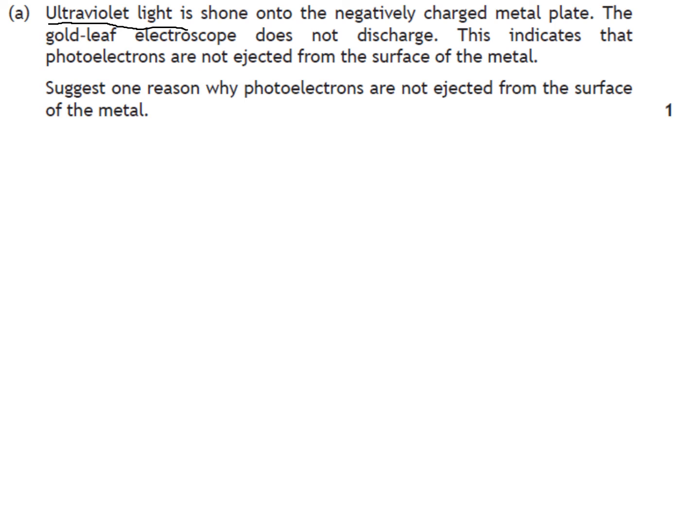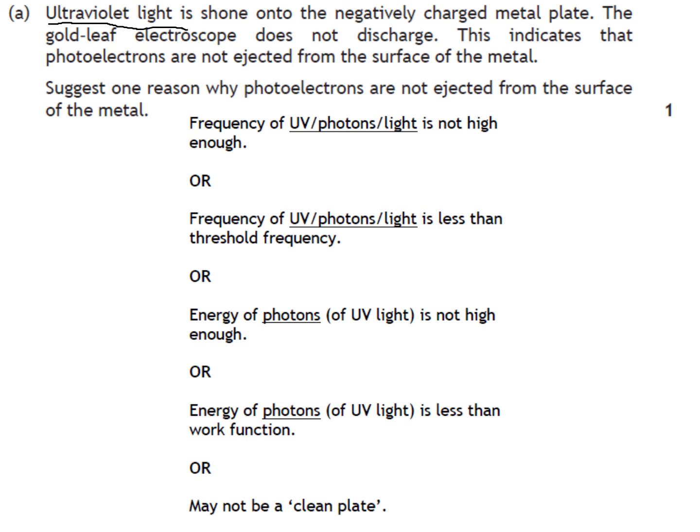Okay, and the answer is the following. First of all, it could be the frequency of the UV light is not high enough. Or in more technical terms, it's less than the threshold frequency. Or the one that I was thinking of is that the plate might not be clean. So remember, one of the things you have to do before you do the experiment is you clean your zinc metal with an abrasive, sandpaper, to reveal the actual zinc metal. Okay, so that's worth 1 mark there. These other answers are also perfectly correct, but this is the one that I taught you in the previous lesson.